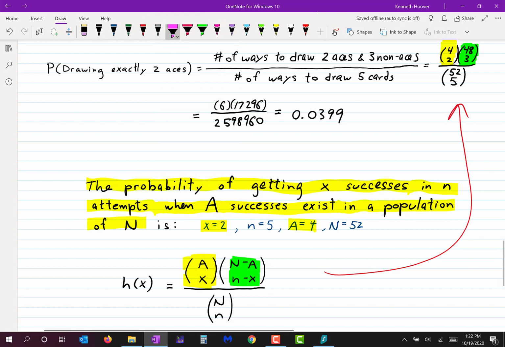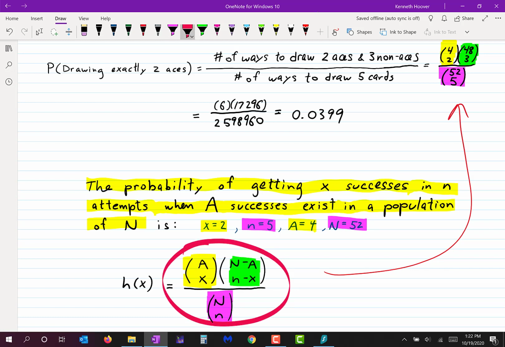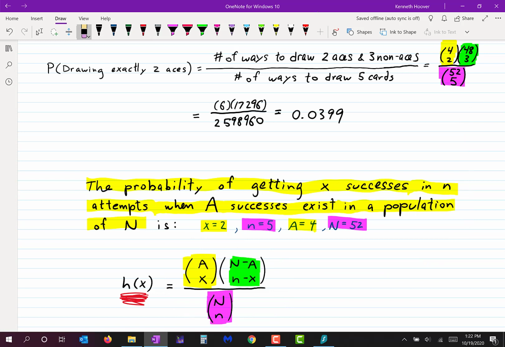And then on the bottom, we have capital N, choose little n. That's 52, choose 5. We did that right there. So this is exactly the formula that we followed. We just didn't know it at the time. Okay, and we will call that h of x. And h stands for hypergeometric. Don't worry about where that name comes from. That's not important to us. That's just the name that we know it by. That's all.